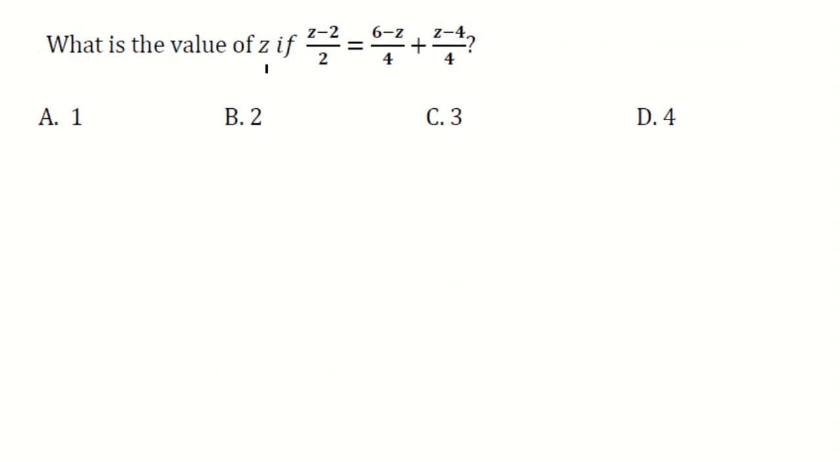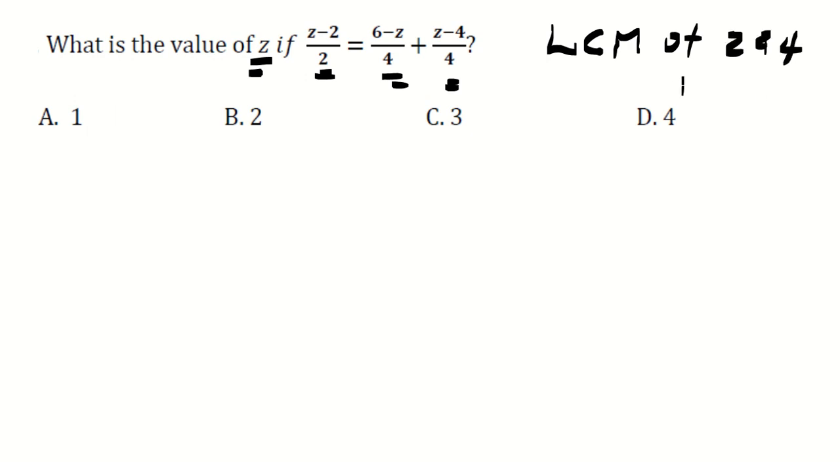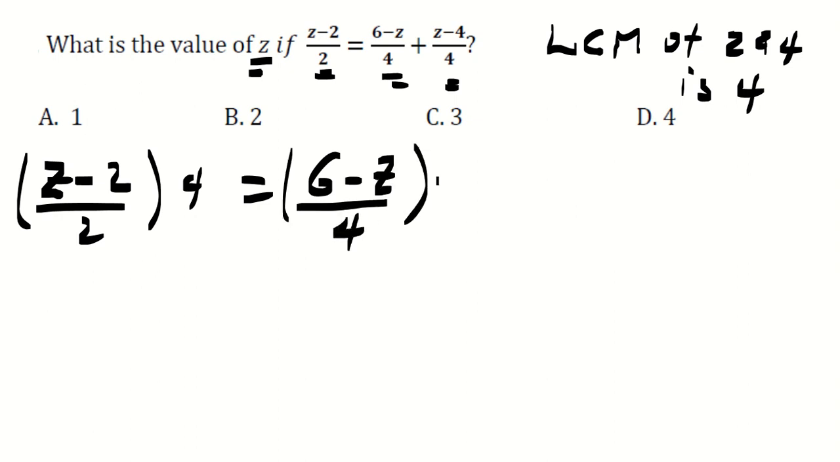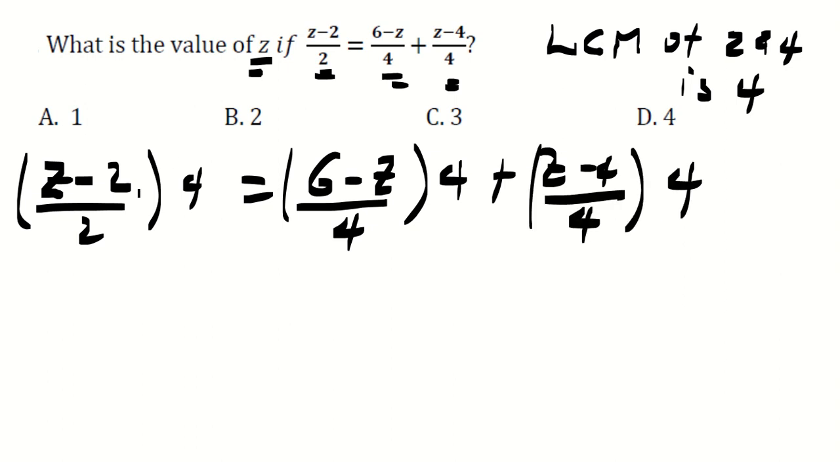Next one, what is the value of z? Again, this is a linear equation, but the denominators, observe 2, 4, 4. So the LCM of 2 and 4 is just 4. So multiply by 4 each of them. Z minus 2 the whole over 2 multiplied by 4 is equal to 6 minus z the whole over 4 multiplied by 4, plus z minus 4 the whole over 4 again multiplied by 4.